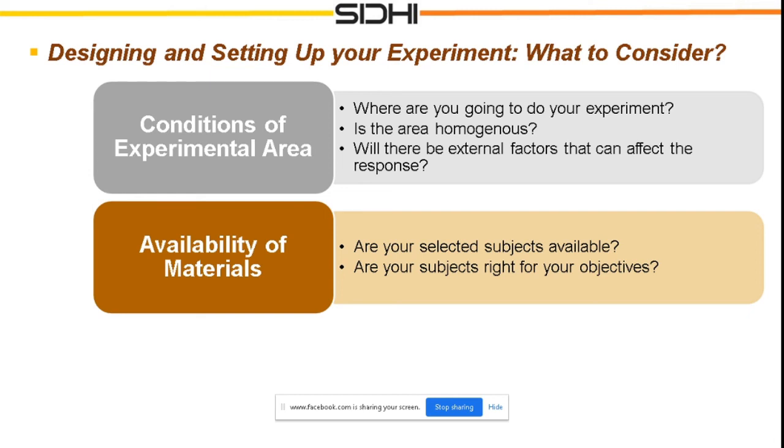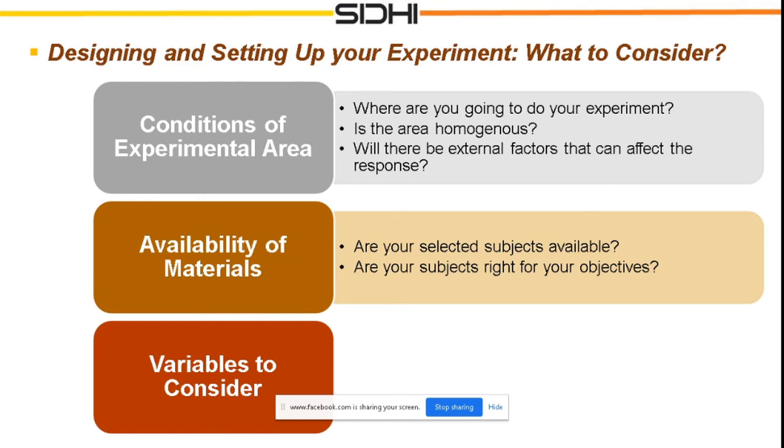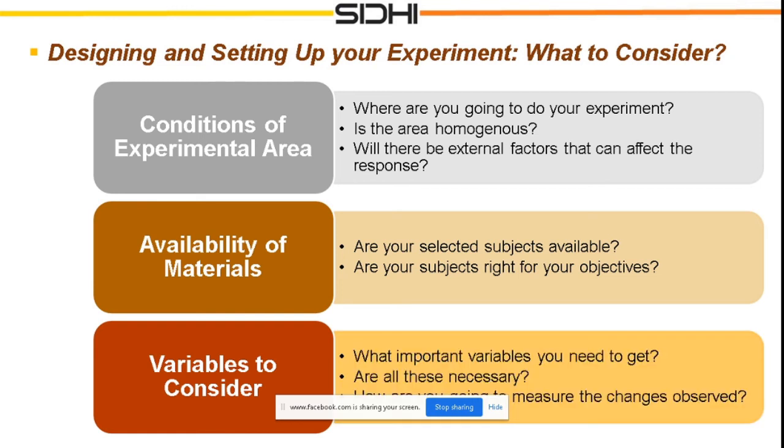For example, if you're going for an antifungal activity, are you going to use a bacteria? Definitely not. And then if you're going to use a fungi, what type of fungi? If you're going to use a bacteria, what type of bacteria? Is it gram positive, is it gram negative, or both? Okay. Next are the variables to consider. What important variables do you need to get? Ano ba yung ina-expect mo na i-measure mo?